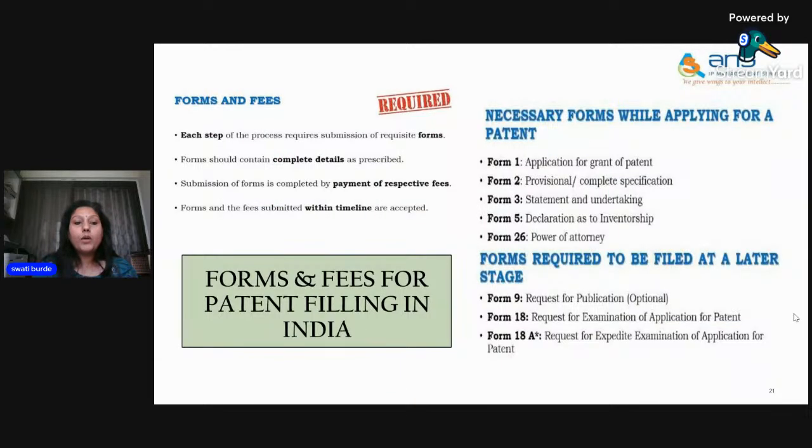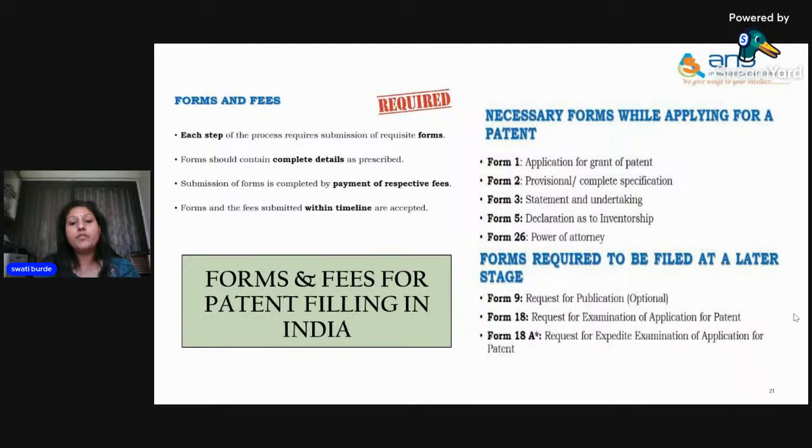Now, the forms which are required for the patent filing are basically Form 1, which is the application for grant of a patent. Form 2, it is the provisional and complete specification. Form 3, it is statements and undertaking, which means that if you are filing your patent application in any international countries, you have to keep the patent office informed with all those activities.